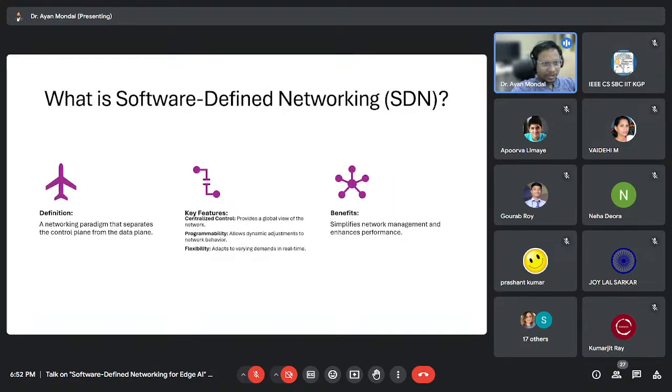Now let us talk about SDN a little bit, because I haven't talked about it. How SDN is one of the promising technologies in the case of edge. Basically, what SDN does is separate the entire network plane into two planes.